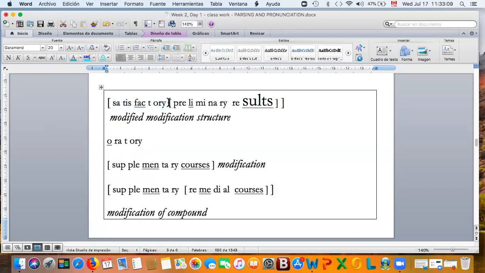Satisfactory modifies all of this. It doesn't modify preliminary. So satisfactory is not an intensifier modifying preliminary. Satisfactory is a modifier of all of this construction here, preliminary results. So how do we pronounce that? Well, we have two ways. Remember that we don't like the accent sound like this. I'll demonstrate.